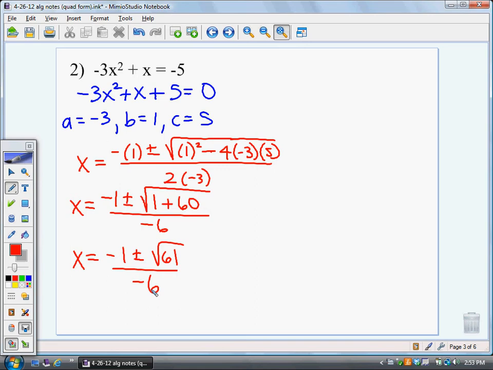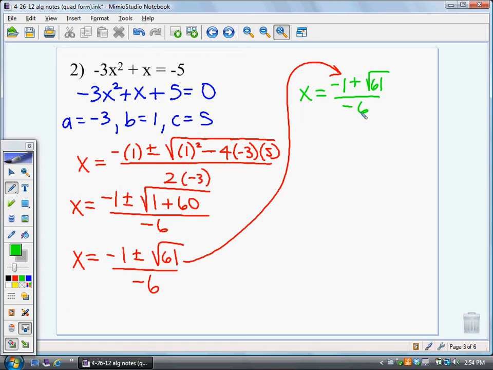And now we're ready to take this and we do our two possibilities. Okay, x is going to be equal to negative 1 plus the square root of 61, all divided by negative 6. And then also you'll have negative 1 minus the square root of 61 all over negative 6. So what I would do is plug all of that into your calculator, negative 1 plus the square root of 61, then hit equals, and then hit divided by negative 6.